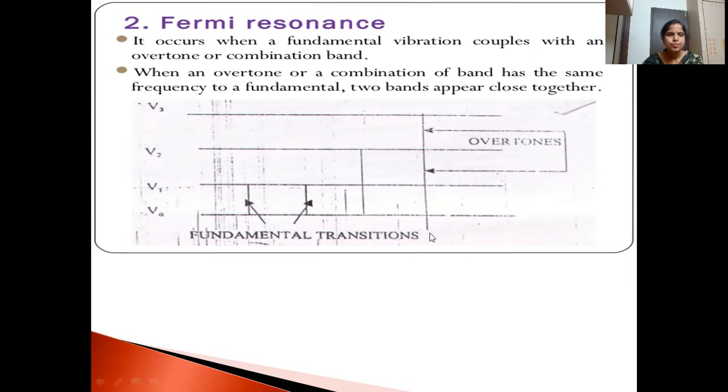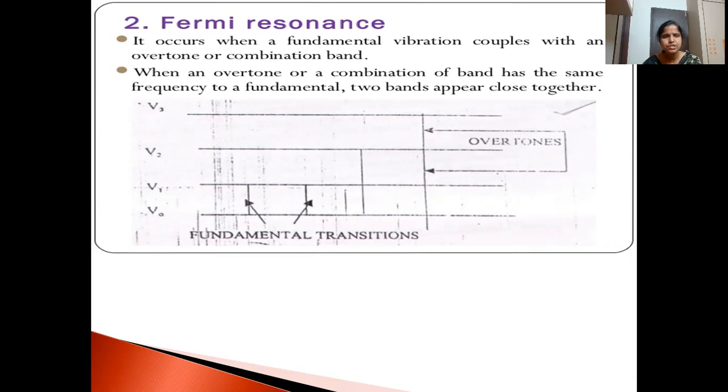Then there is another type of transition which we call overtones. Sometimes the transition takes place from V0 to V2. That we call an overtone. We have first overtone and second overtone also. When it takes place from V0 to V2, it is known as the first overtone.